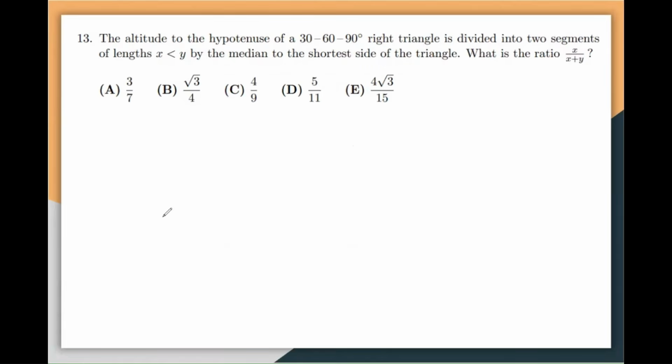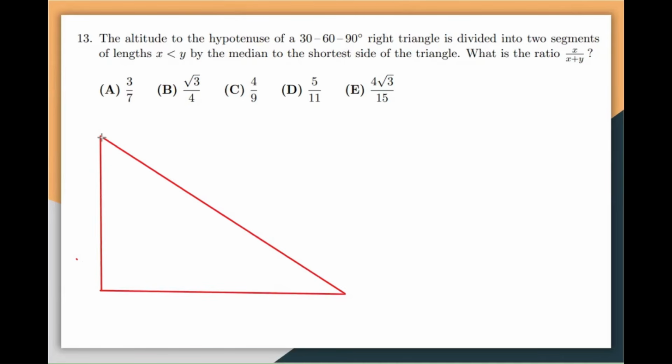And number 13, the altitude to the hypotenuse of a 30-60-90 right triangle is divided into two segments of length x less than y by the median to the shortest side of the triangle. What is the ratio of x over x plus y? So let's make a diagram. I'm going to make it a bit larger so we can see things slightly easier. And that's usually a recommendation during the test as well.